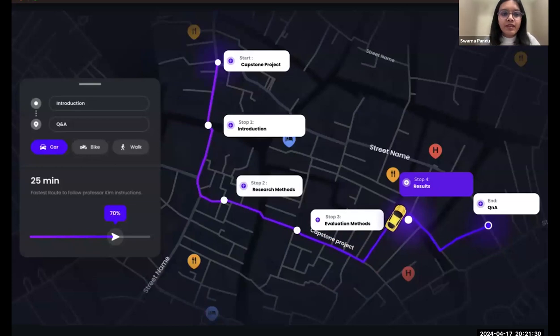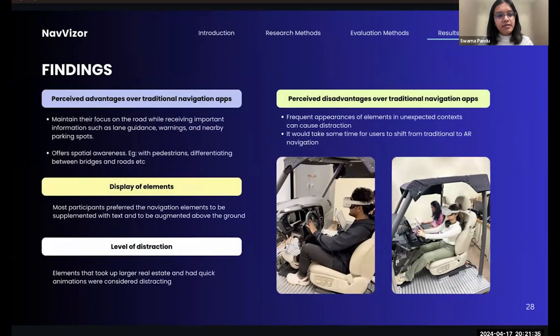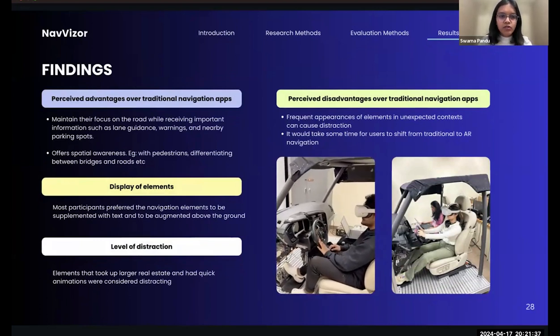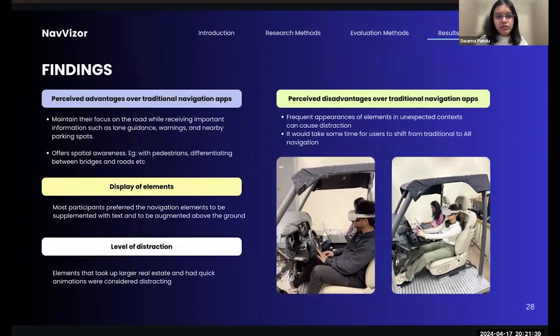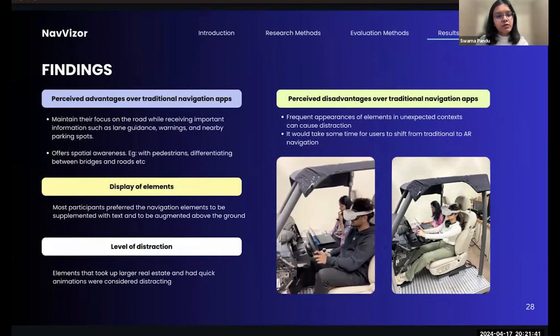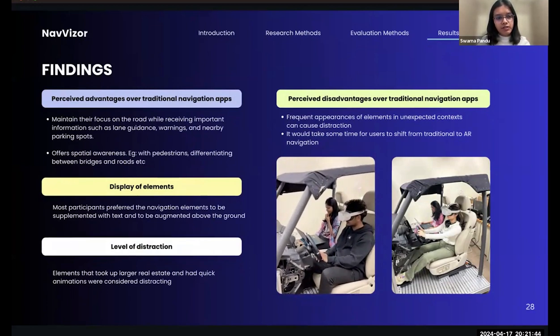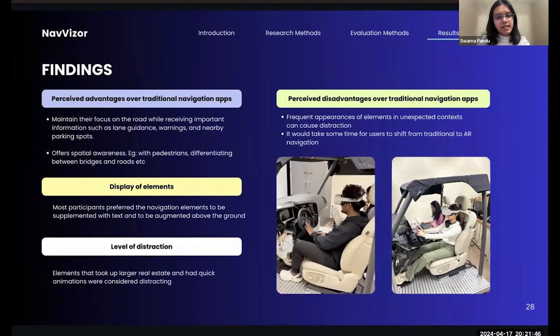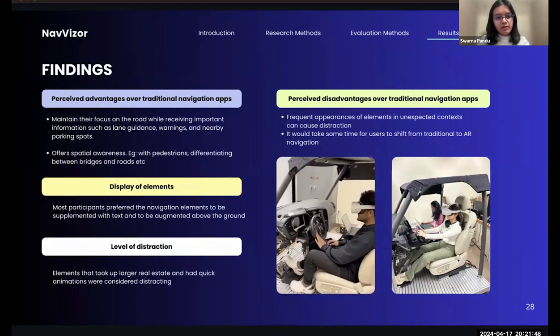Thank you, Ashwitha. Here are the results from our usability testing. Participants indicated certain advantages of our prototypes over traditional navigation apps, like allowing them to focus on the road without looking at the map constantly. They liked that they received lane guidance, warnings, and spatial awareness.